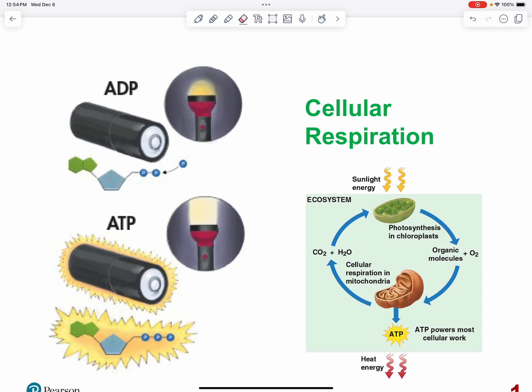Here we go with some notes on cellular respiration, and this is in Chapter 6 in your textbook. I encourage you to open that up and check out the additional pictures and embedded videos. It will really help you understand this concept.